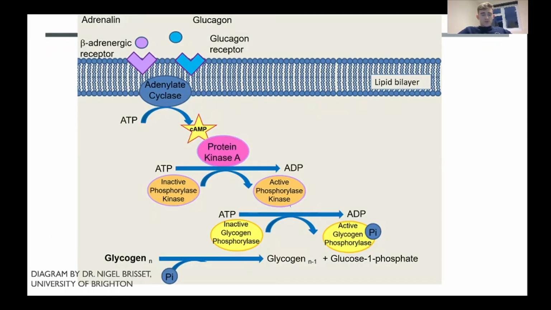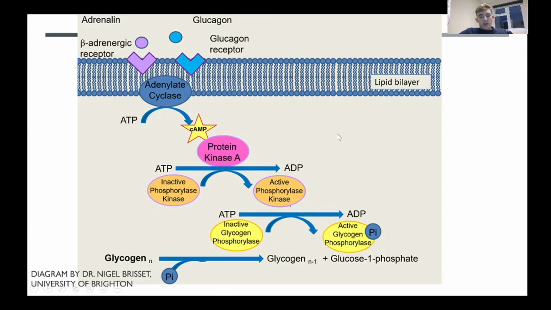And then if we zoom out a bit and talk about glucagon and adrenaline, we can talk about how glycogen is broken down, going the other way, if it's needed in the body. It looks a bit complicated at first, but if we just go down the chain, we'll see what happens.